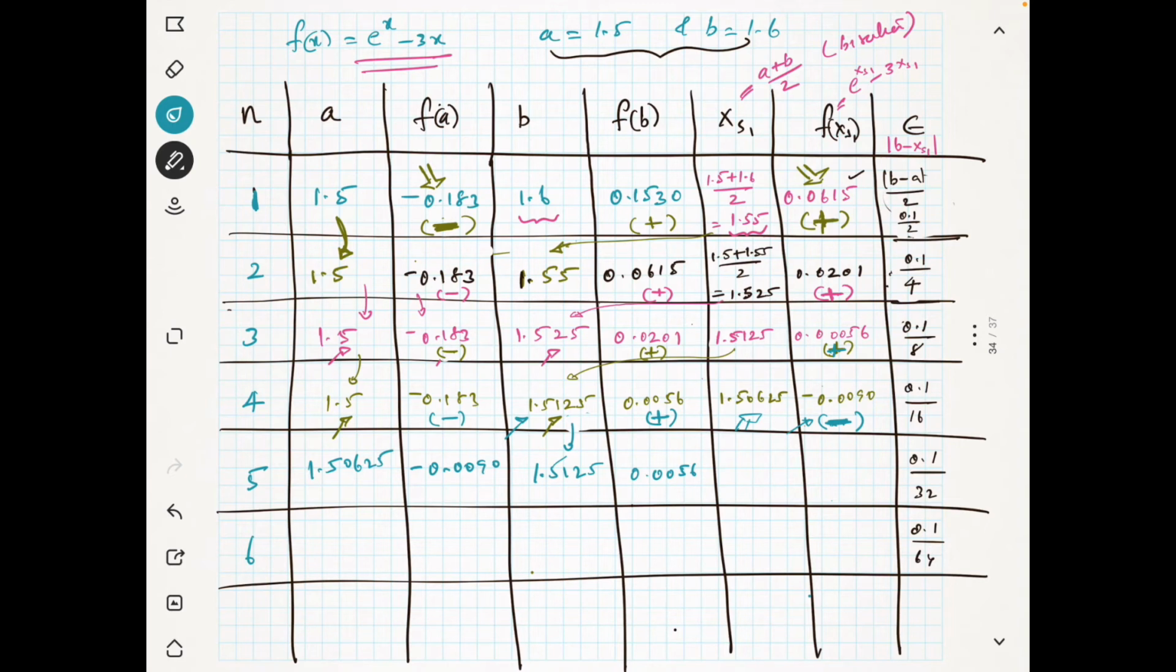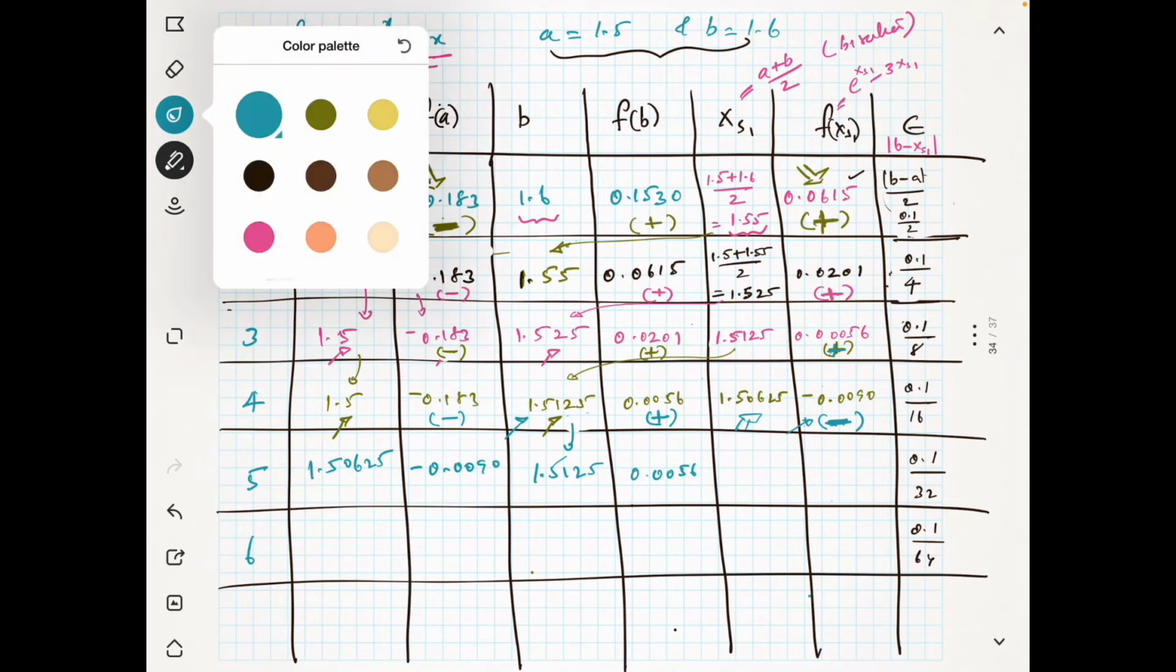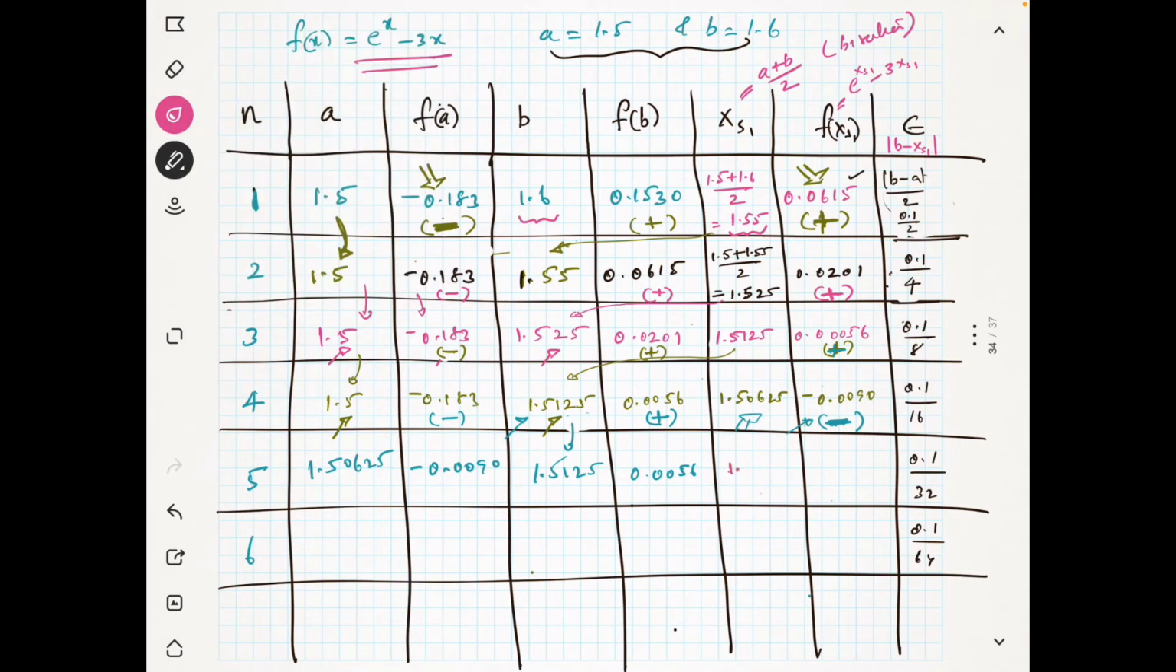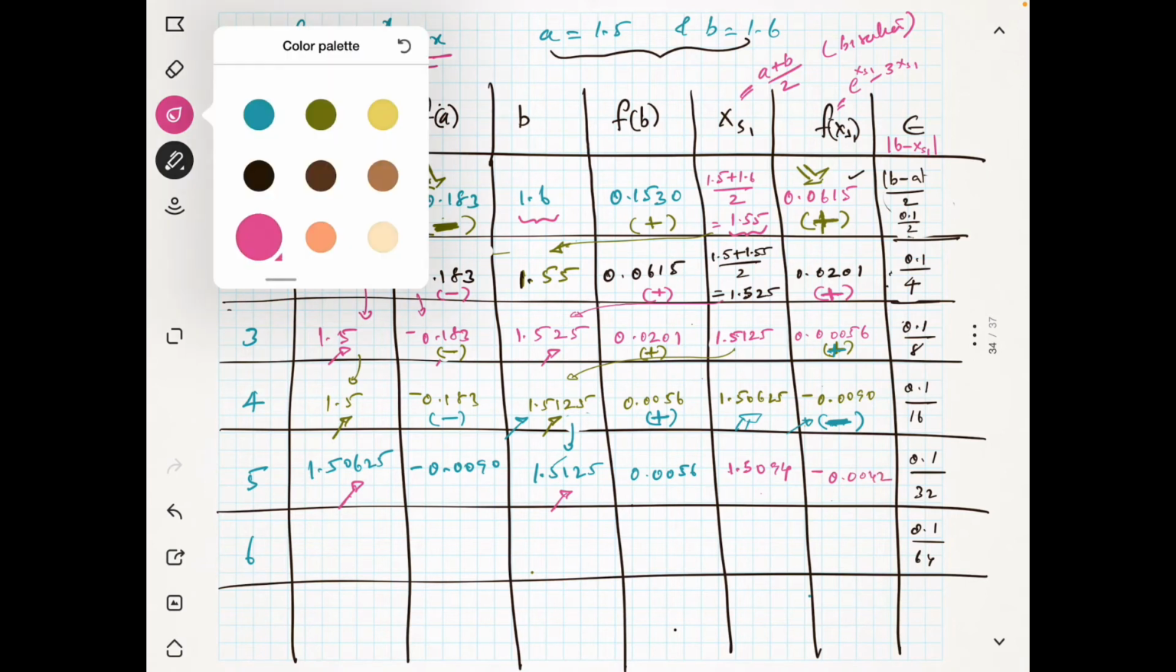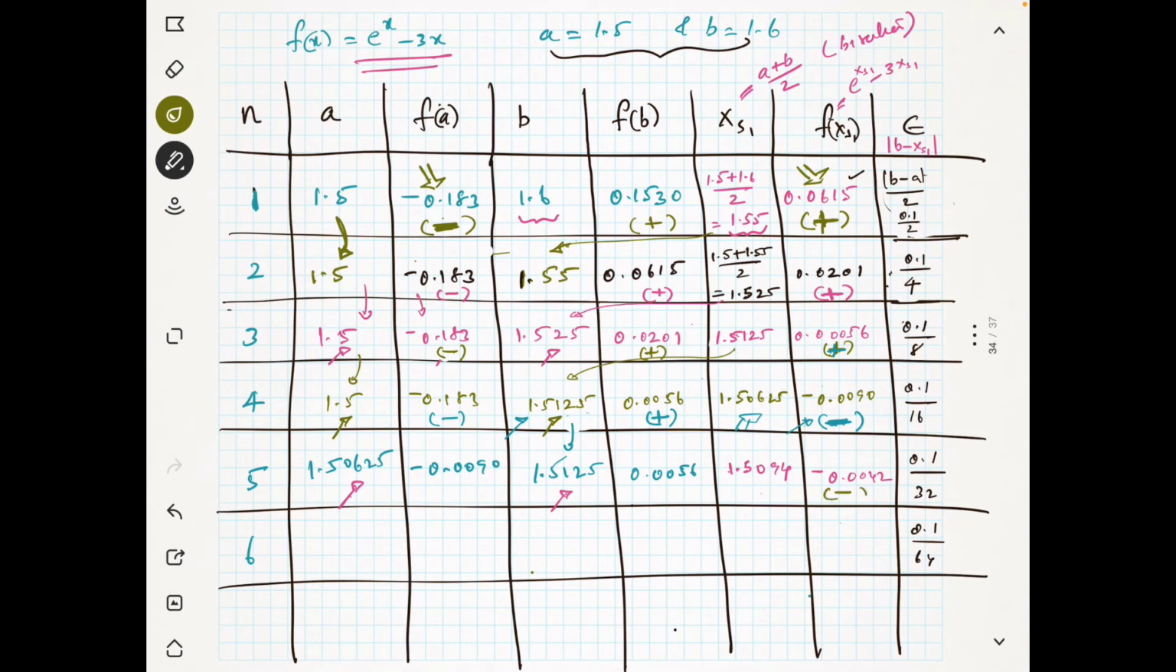Now I will find my average. So what is my average here? If you take the average of b and x's, you will get the average as 1.5094, and the function value becomes minus 0.0042. Now you see here again that this value is negative, so I need something which is positive. Positive is again b, so I need to choose my x's and b.